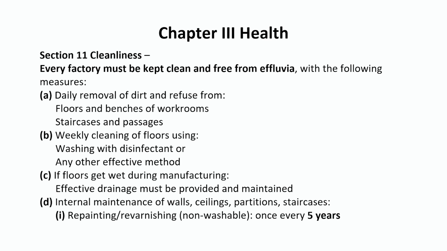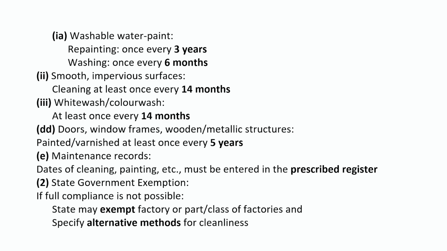But the provision is that they must repaint or revarnish once in every 5 years. For washable water paints, they can repaint once every 3 years, and they can wash once in every 6 months. They have to take care of impervious surfaces, and for the whitewash and color wash, at least once in every 14 months. Doors, windows, frames, and wooden or metallic structures have to be painted or varnished at least once in every 5 years.